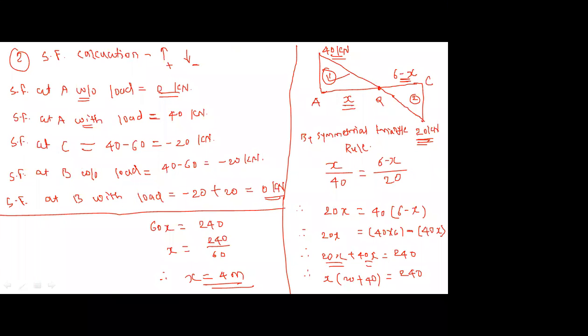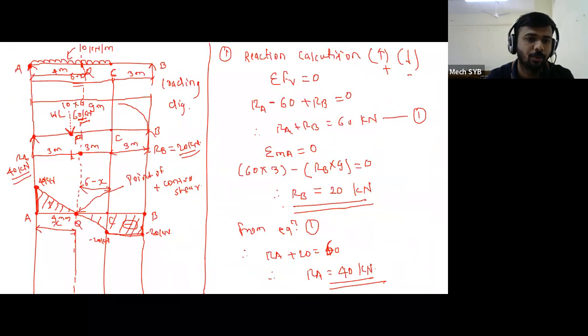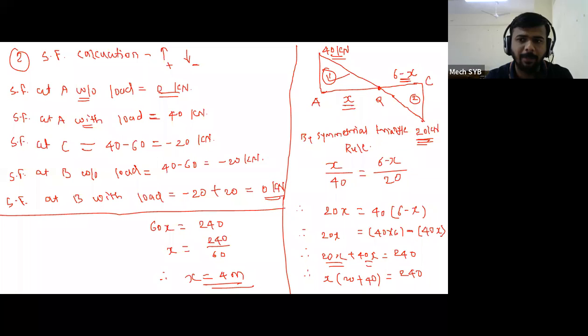Sir, what we have done: we have taken this particular AC portion in the SFD. In the A to C portion of the SFD, we got two triangles. That triangle we have drawn separately and applied the symmetrical triangle rule. While applying it, one triangle is on the upper side and one on the lower side. Triangle number 1, triangle number 2. Then x divided by its top value of 40 kilonewton is equal to the distance of the second triangle, 6 minus x, divided by 20. If you write this step very properly, the remaining part is very simple.